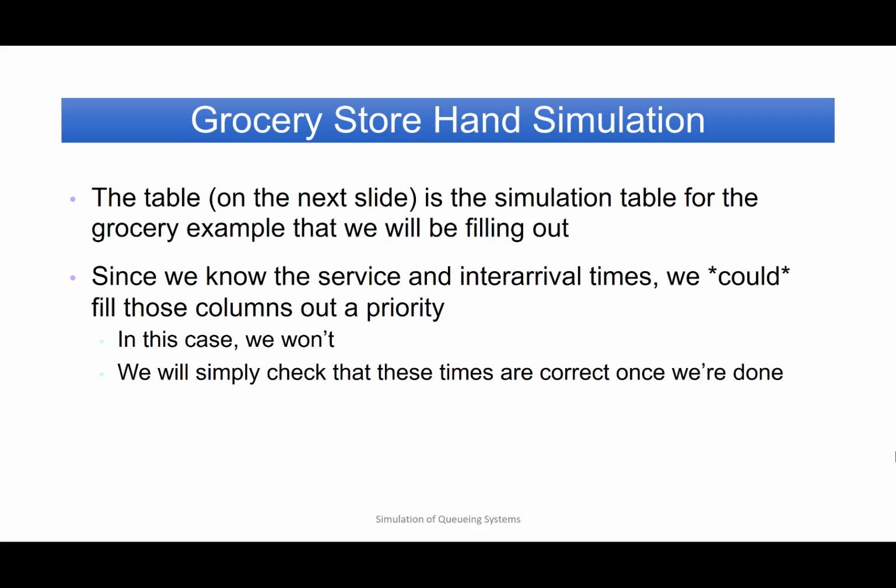So the table on the next slide is the simulation table for the grocery store example that we will be filling out, and we'll walk you through this step by step. Since we know the service and inter-arrival times, in theory we could fill these columns out a priori. In this case we won't, because this is a very simplified model and the intent is to walk you through and show how this hand simulation works.